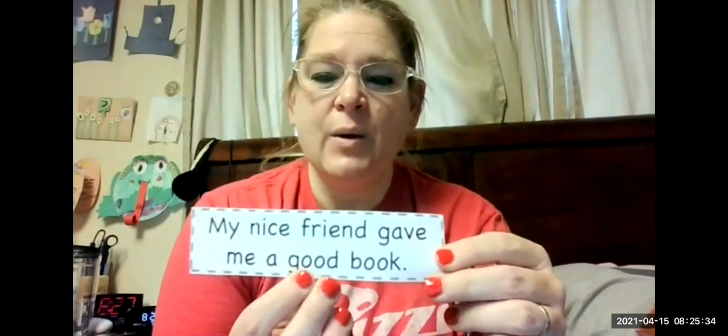My nice friend gave me a good book. What's the subject of this sentence? My nice friend is the subject. Good. What is the predicate? Gave me a good book is the predicate. But what's the actual verb of the sentence? Gave. Good.